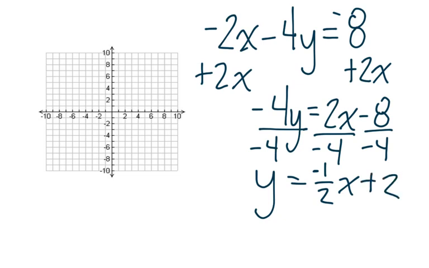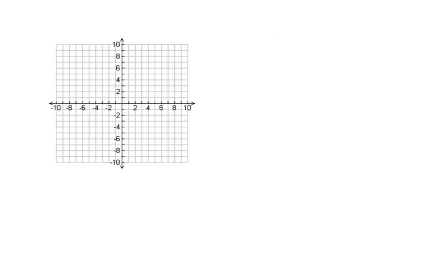So if we put a point at our y-intercept at positive 2 on the y-axis, and then our slope is negative 1/2, so we're going to count down 1 and then to the right 2. Remember, if you go down first, you've already taken care of your negative slope, so you don't have to go to the left. And then there's your line. So I want you to try this one on your own here.